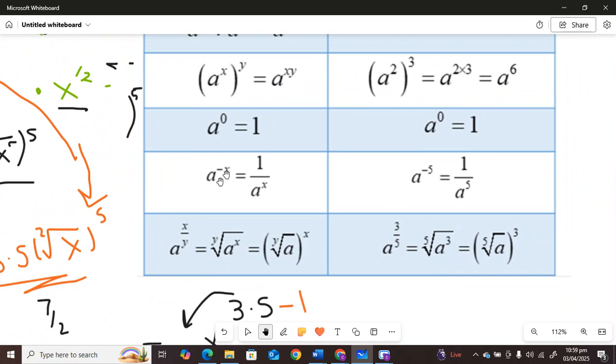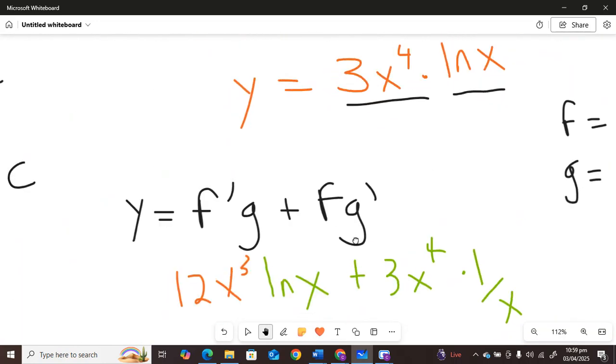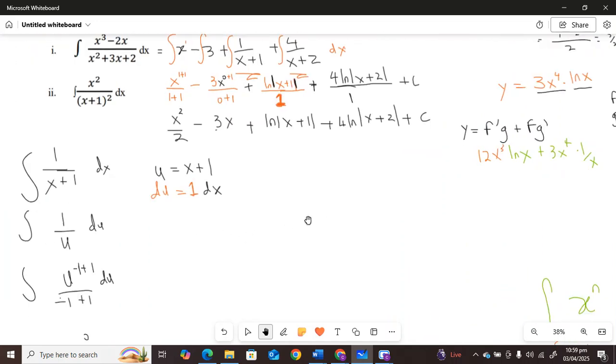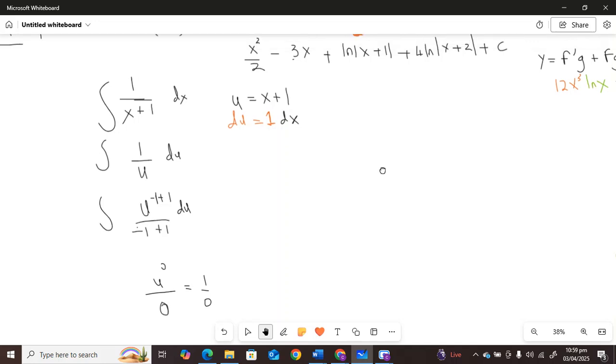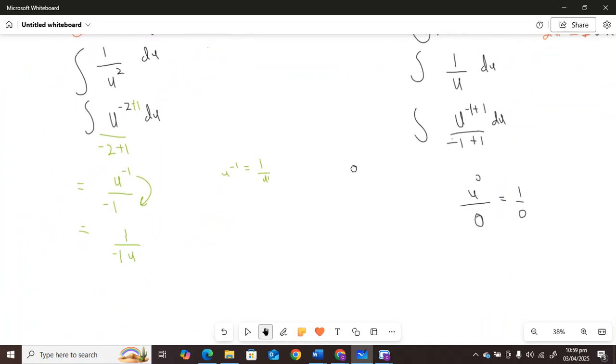So have you seen this law here? A to the power negative x equals 1 over a to the power x. Okay, this is the law we are applying here. Where was my solution here? So, sir, that's the law we applied here. Okay, so that's why the u has come down.